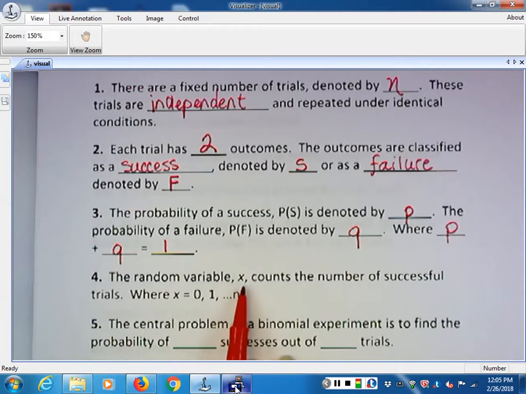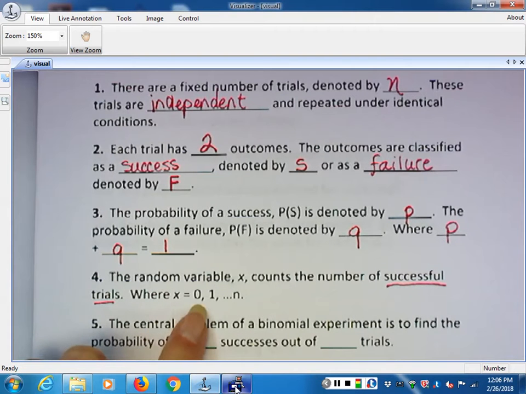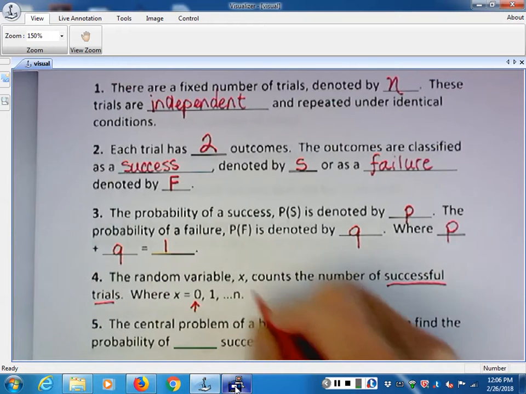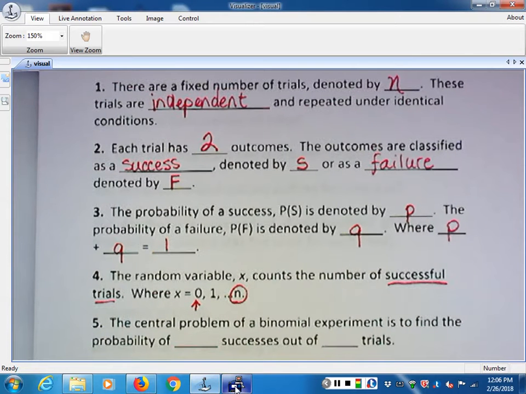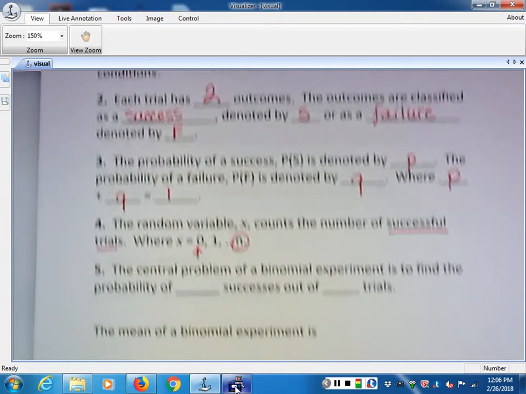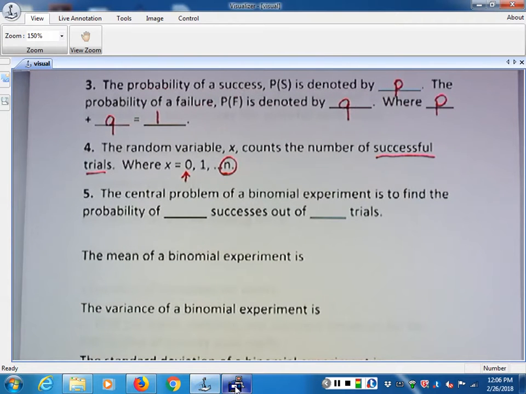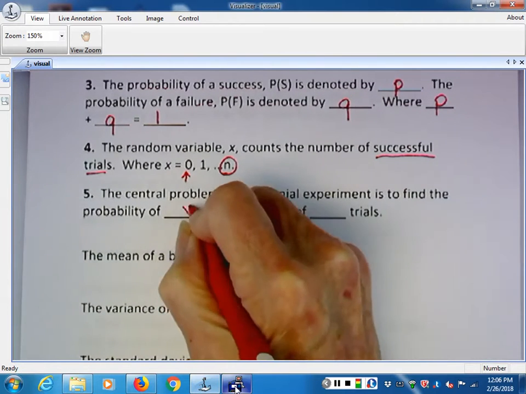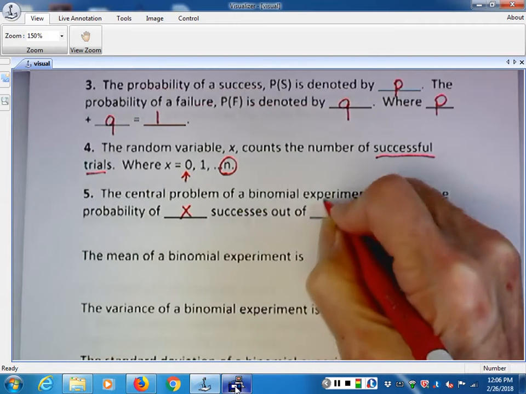The variable here, X, counts the number of successful trials. So that means, for example, with our 8 pea pods, we could have had no successes, 1 success, 2 successes, 3 successes, 4 successes, 5 successes, 6 successes, 7 successes, or 8 successes. So it always starts at 0, and it always ends with the total number of trials. And the central problem that we're going to look at in these problems is to find the probability of X successes out of N trials.